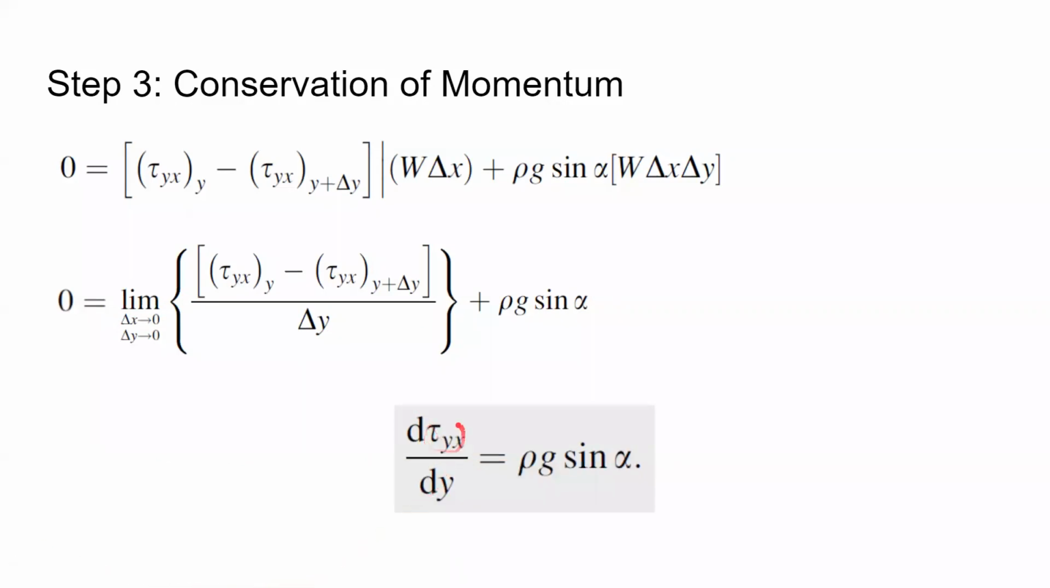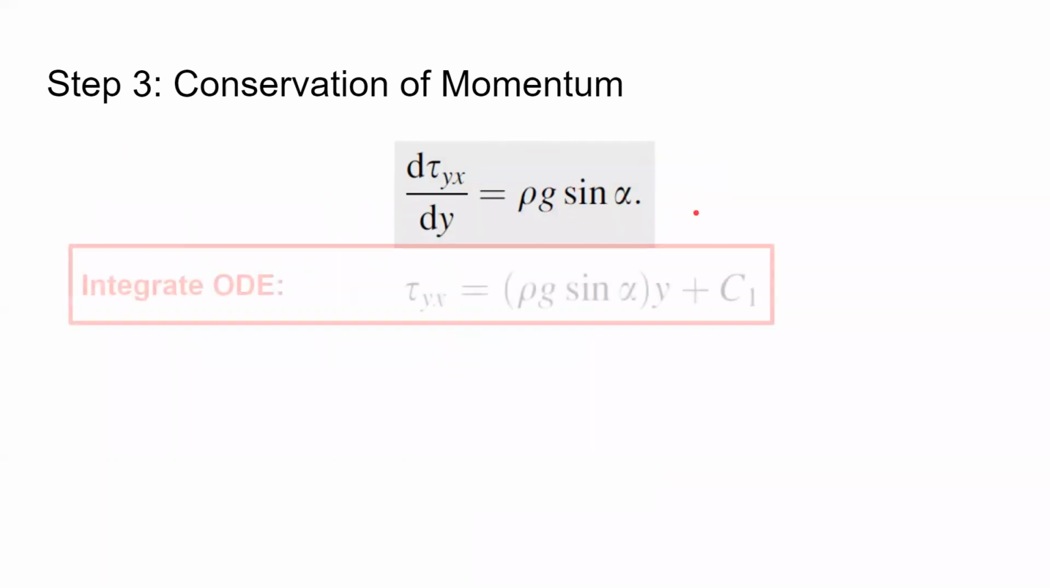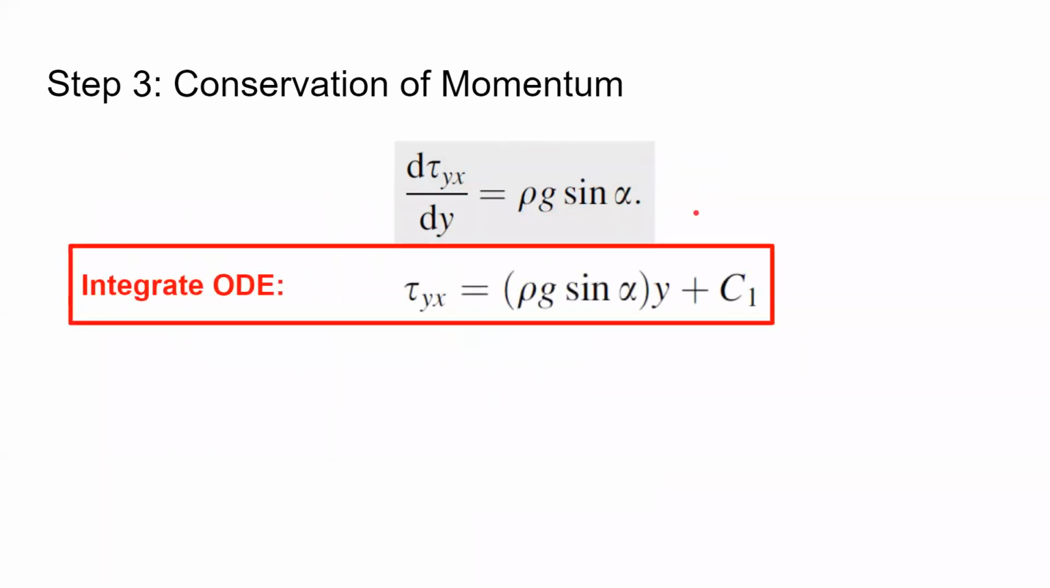Great. And we're not done here. We're now trying to find tau, the shear stress. So here's that again from the previous slide. This is where we start doing our ODEs, or ordinary differential equations. We're going to integrate this by moving the dy over and taking the integral of both sides. We all know how to do this, and we know that we will get a constant. So how do we actually solve for the constant?